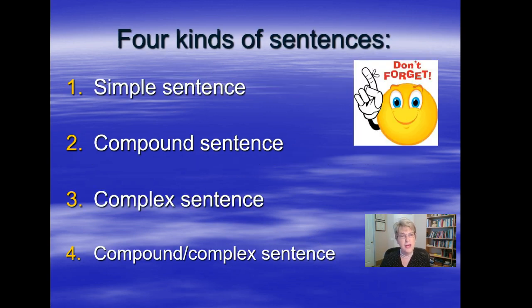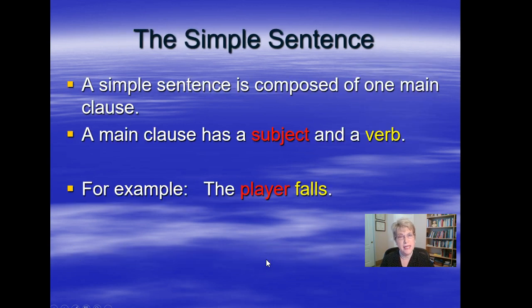Okay, so we have four kinds of sentences in the English language. We have the simple sentence, the compound sentence, the complex sentence, and the compound complex sentence. Kind of a mouthful. Today we're going to really focus on the simple sentence, and it is composed of one main clause. That main clause has a subject and a verb. And I've given you an example here. The player falls. We don't know much about that player, but we just know that he fell.